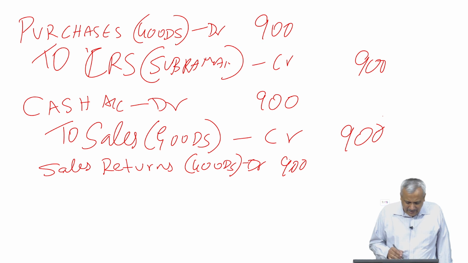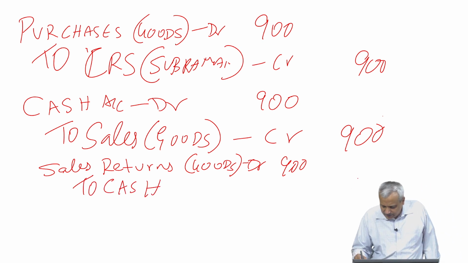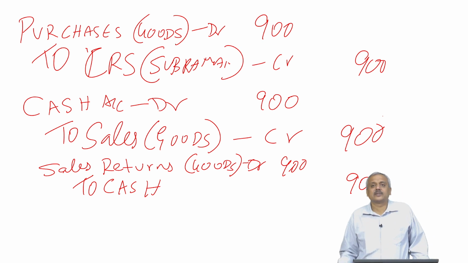And then what is happening? Another asset is going out. What is the asset that is going out? The asset that is going out in this particular case is cash, 900 has gone out. Simple. You might argue, when he returns the goods, I will pay him cash, but I will not pay him the entire 900, I will pay him only about 850.